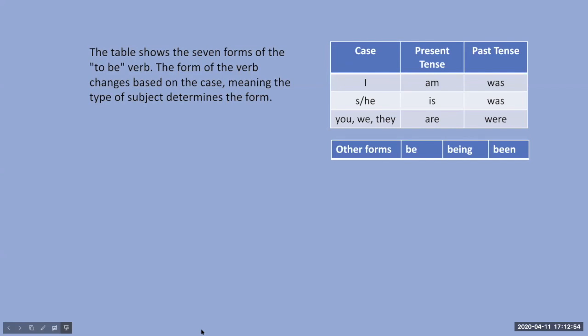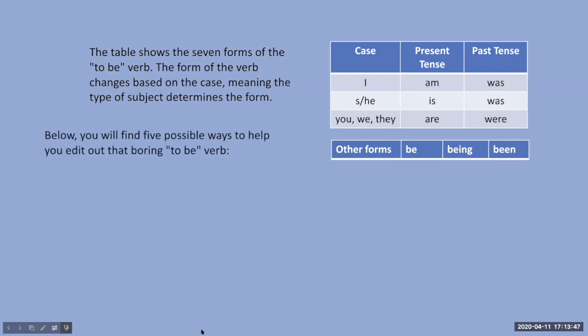The table shows the forms of the to be verb. The form of the verb changes based on the case, meaning the type of subject determines the form. If the subject is first person, I, then the present tense is am, and the past tense is was. If it's the third person, she or he, its present tense is is, its past tense was. And in the case of you, we, they, the present tense is are, the past tense is were. The other forms are be, being, and been.